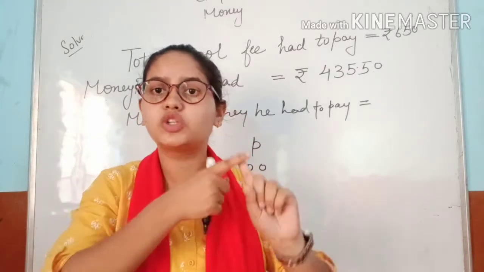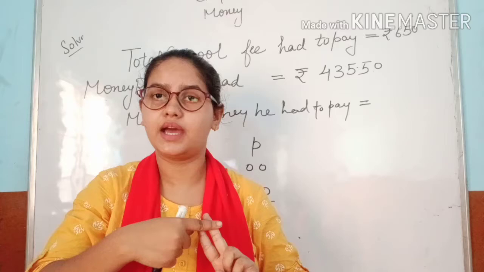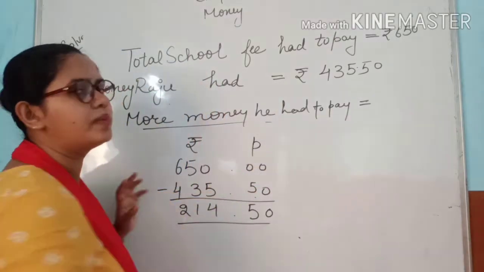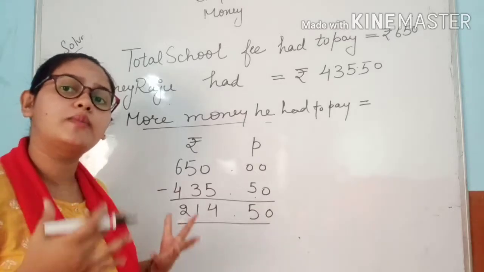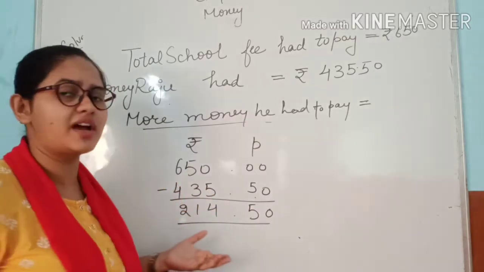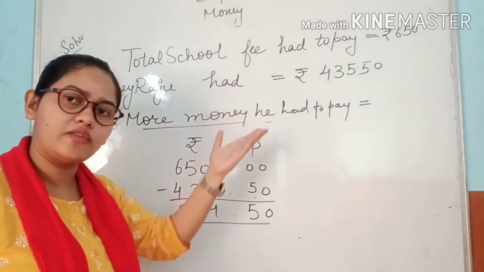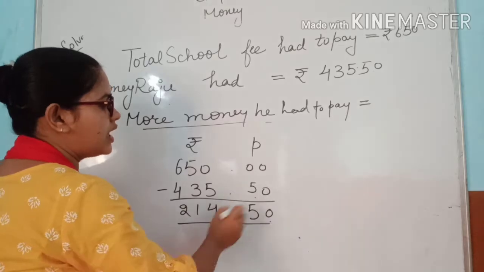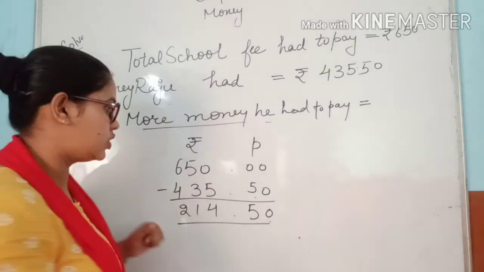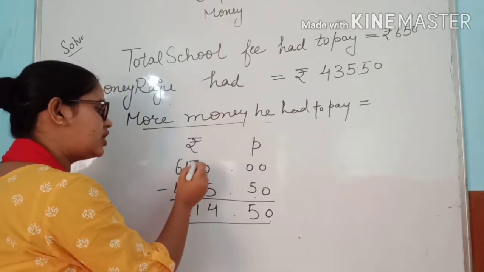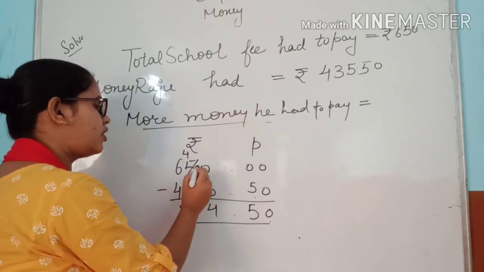Okay. So now we know the total money and how much money he had. Now we have to find how much more money he has to pay. So let's find out how much more money he has to pay. From the subtraction we will find out, with the total and what he had. So you can see 0 will be 0 here. Now we have to take a borrow. So this 0 will take a borrow from this 0? No. First this 0 takes a borrow from 5.